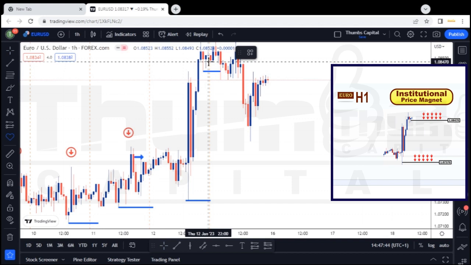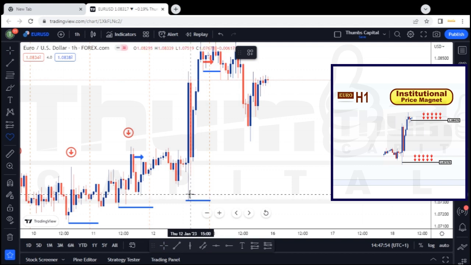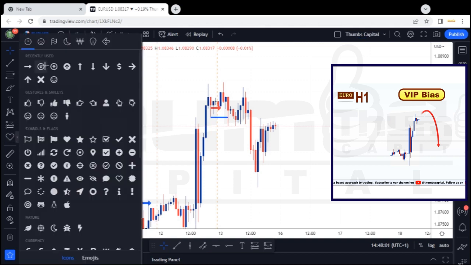That is 1.0847 and 1.0737. Remember, these levels tell us where price will target in the nearest future. Just like in the previous days, the VIP bias remains, so we will also mark that right here.